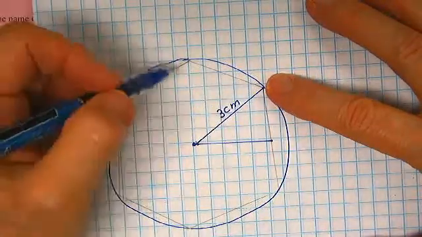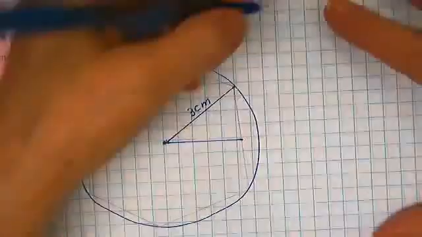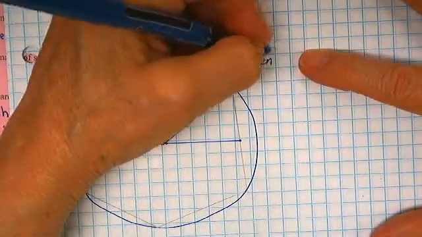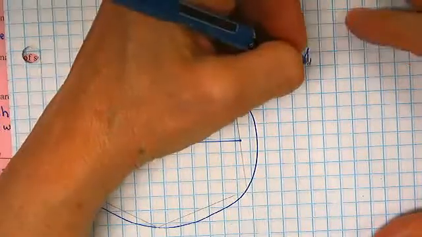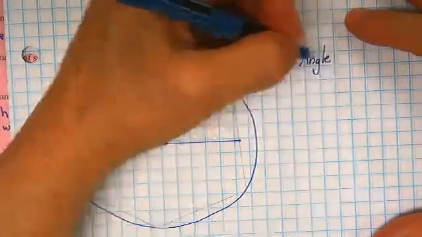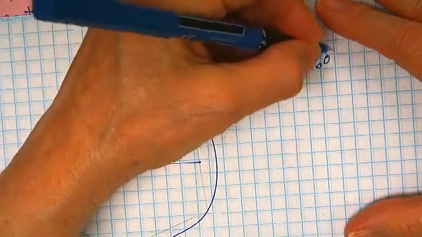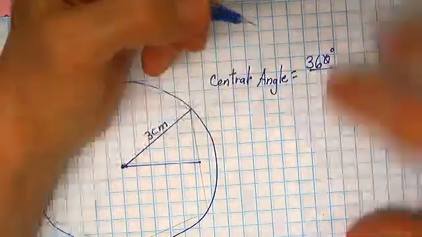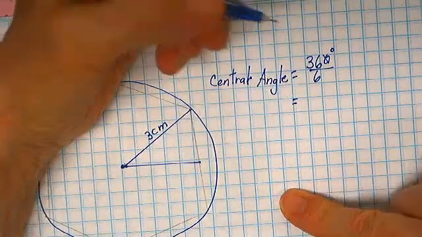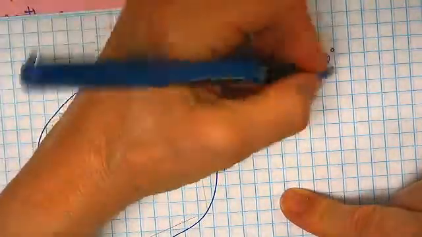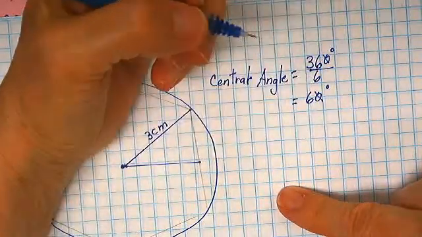I know that when I have a regular hexagon, my central angle is equal to 360 degrees divided by the number of sides I have. A hexagon has 6 sides. My central angle is therefore 60 degrees.